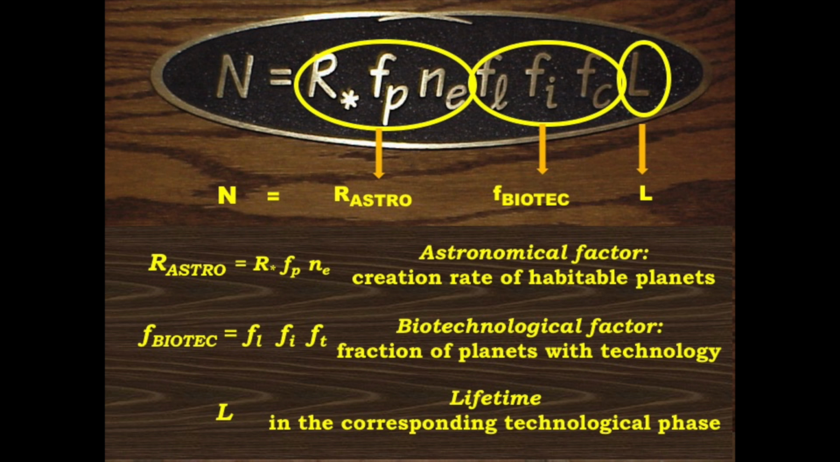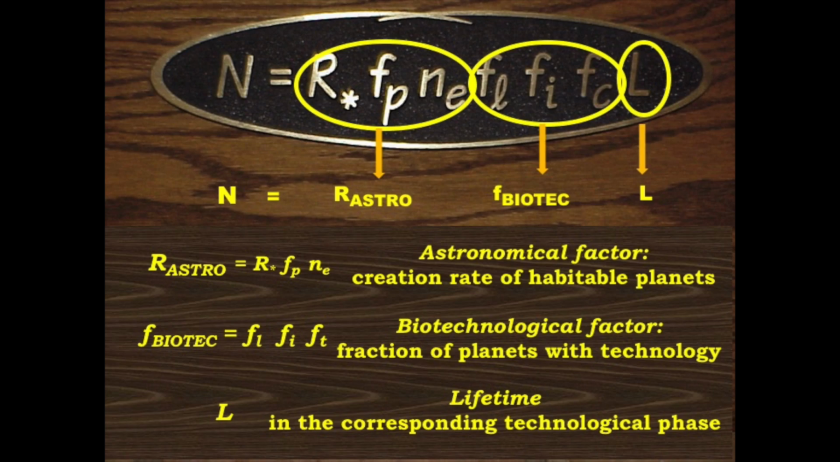Why? Because for this one we now start having an idea of the values that you can put there through observations, not through theory. This one we know nothing, and this one we know nothing about. But at least we can put them in a two-dimensional diagram. Okay, so the first one, the astronomical factor. The second one, we shall call the biotechnological factor. The last one, the lifetime in the corresponding technological phase.